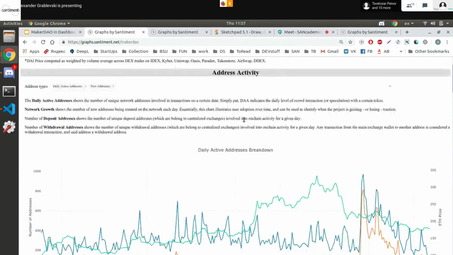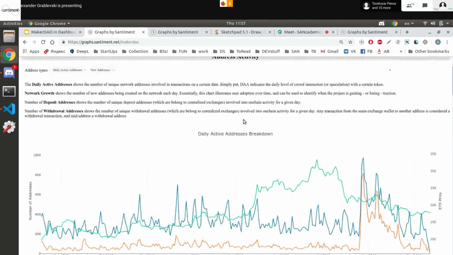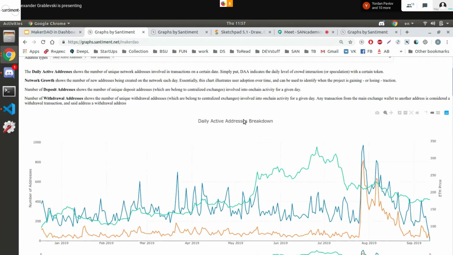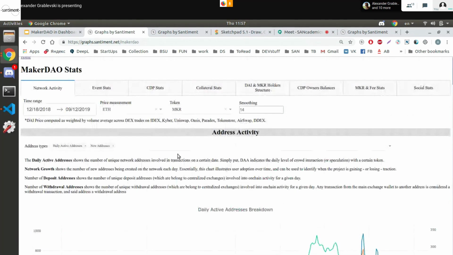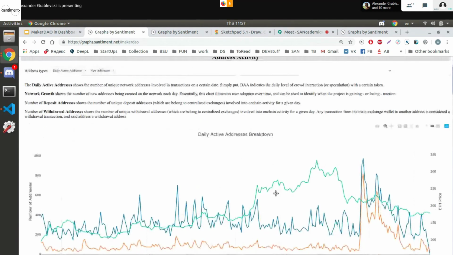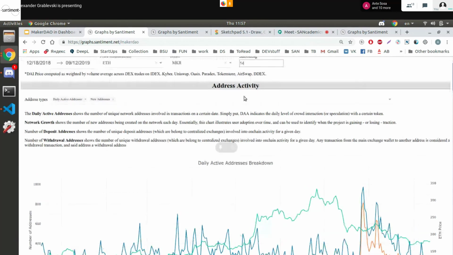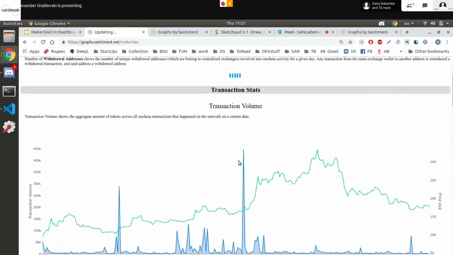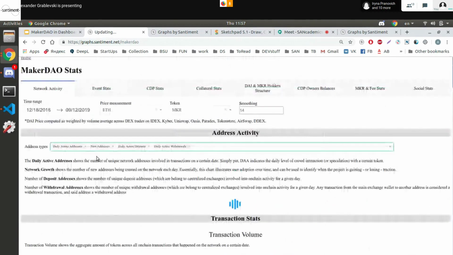Address activity. Now let's go to the metrics themselves. I'm not going to stop at this, as I have said, because we have already explained it a lot of times, but just to make sure that you know this. One of the most basic metrics and at the same time one of the most important is daily active addresses. On this graph, we actually show three categories of addresses.